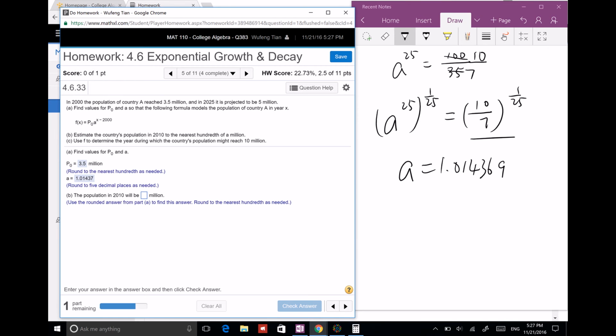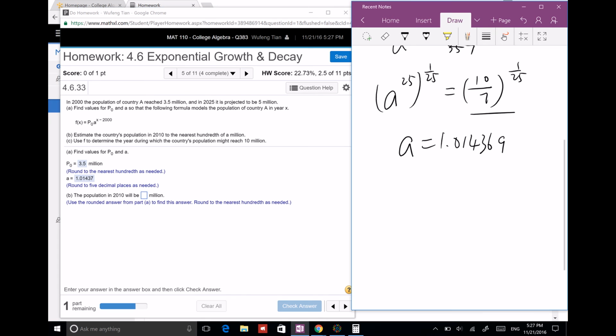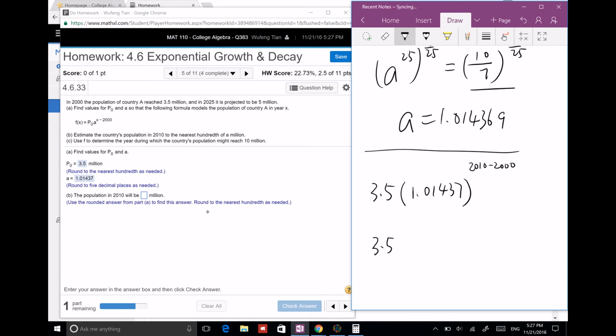Okay, so for 2010, you just use a calculator, find 3.5 times 1.01437, raised to the power 10 years later. So 2010 minus 2000, that's going to be your answer. Use the calculator, find 1.01437 raised to 10, you find this number, then multiply by 3.5. Don't multiply them and then raise by 10. You find the exponential, then multiply by 3.5. Otherwise, I have to use parentheses. Okay, that's how to do this one.